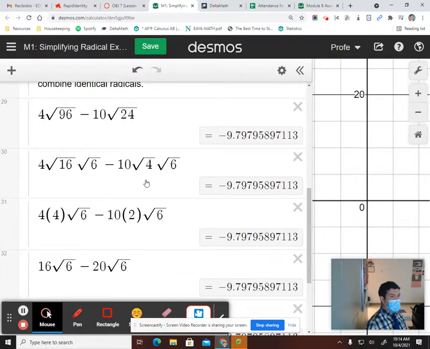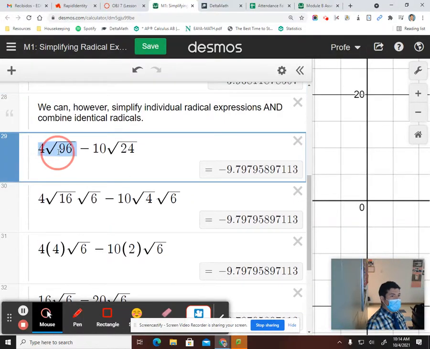So here's a tough looking problem. 4 times the square root of 96 minus 10 times the square root of 24. There's nothing that you can add or subtract at this point. I cannot say 96 minus 24 because the radicals are not the same. You can test that out for yourself. I cannot say 4 minus 10 because these are not like terms. So I cannot subtract. Can't do anything except go into each individual expression and simplify it the way that I learned in the first half of the notes.